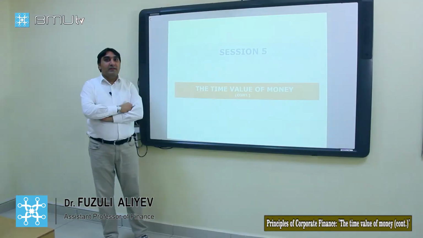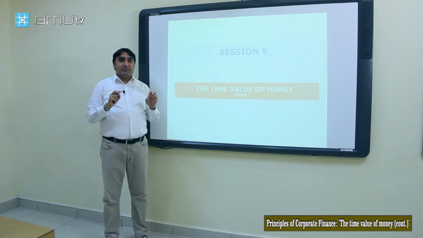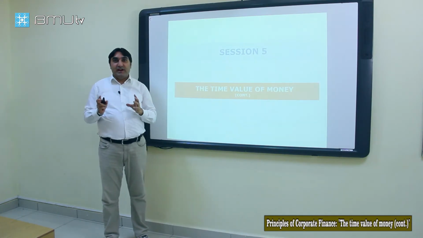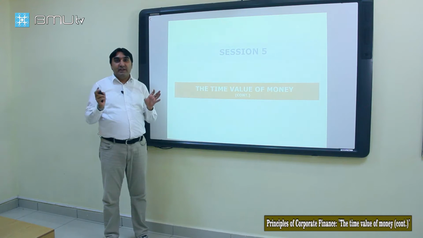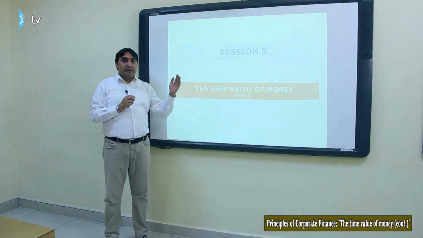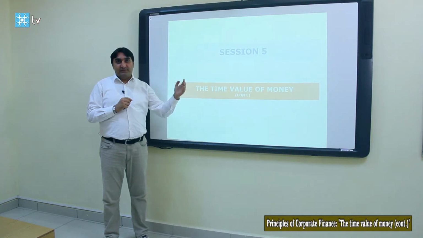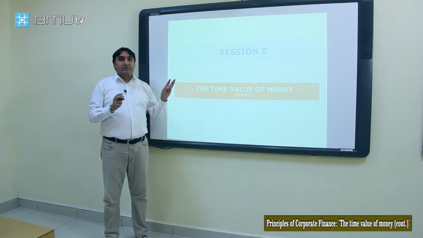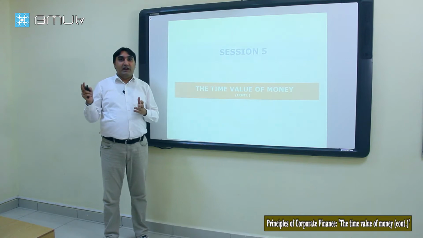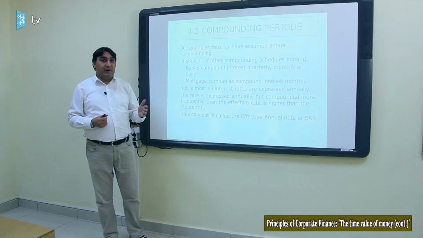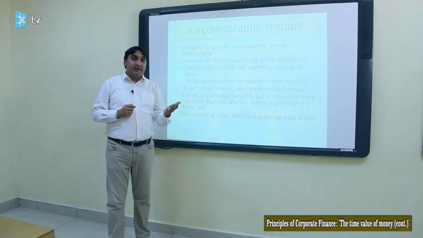Now on session 5, we continue with the time value of money concept. In the previous session, we talked about present value, future value, and generalized formulas. Given three parameters in the formula, we found the fourth parameter. For example, if we have future value, present value, and time, we calculated the rate. Now we continue with compounding periods.